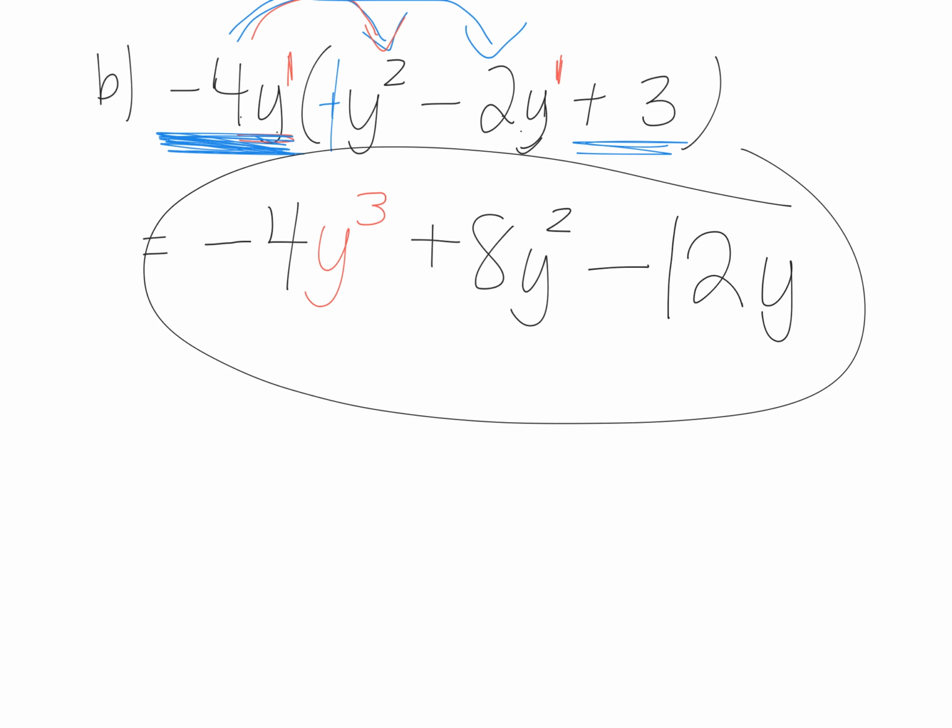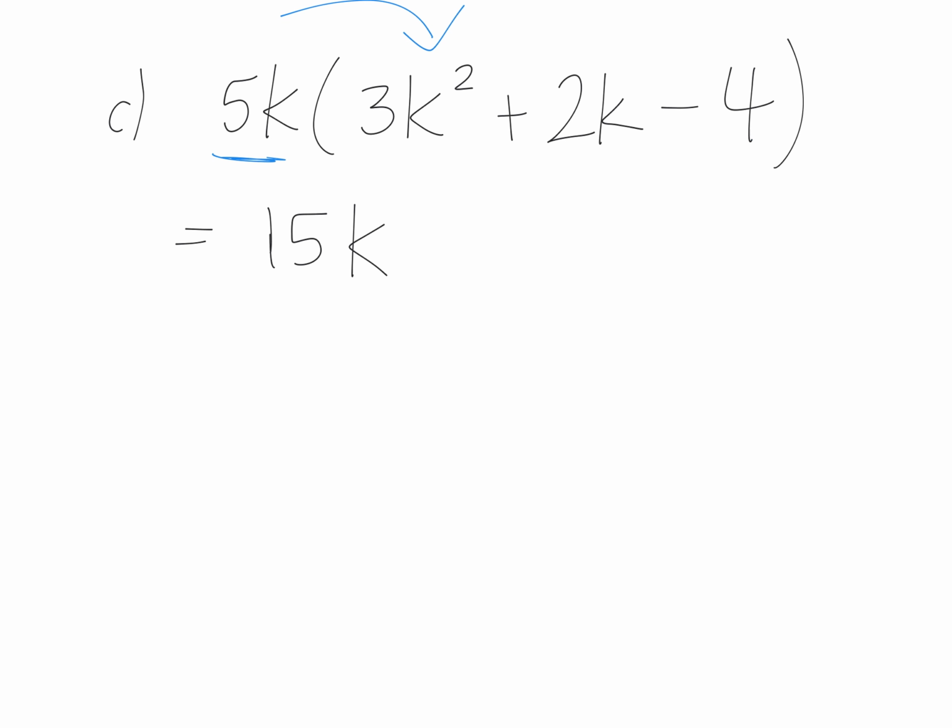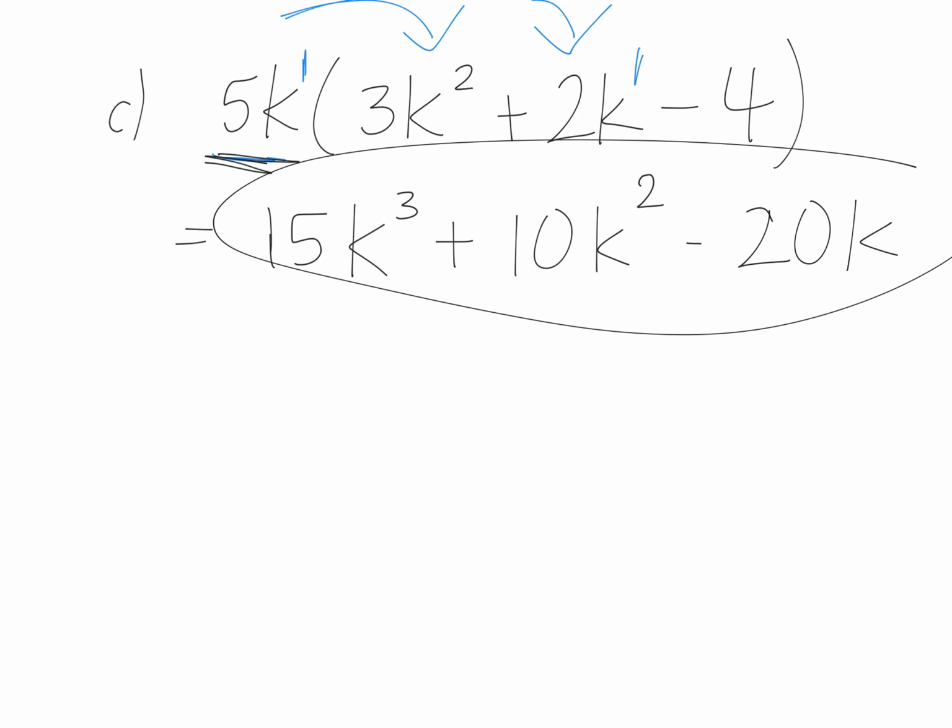Raise your hand if that's what you got as your final answer. 3, because I said whenever there's no exponent, put a 1. Okay, what's the second part then? 5k times positive 2k is positive 10k to the power of 2, good. Negative 20k. Correct. You got it.